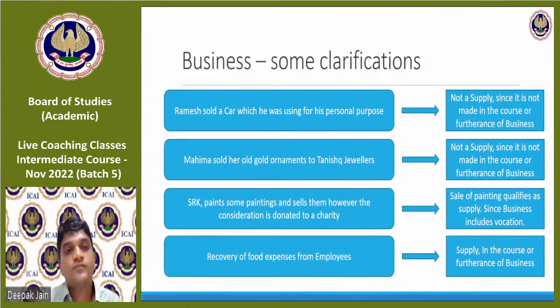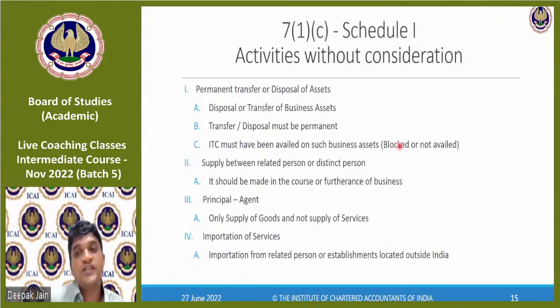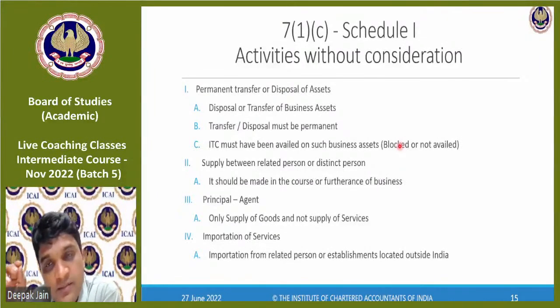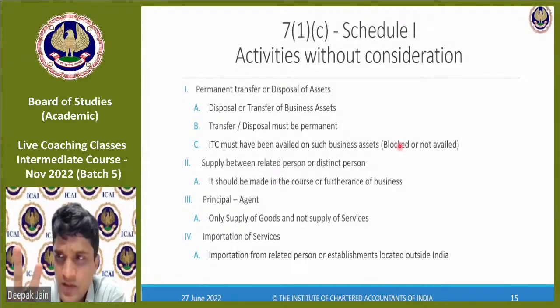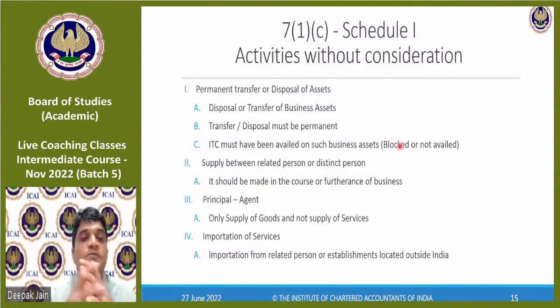Okay. So business we understood. Now let's get into Schedule 1. What is covered under Schedule 1? Schedule 1 means those transactions in which there is no consideration but still treated as a supply. For a general supply, what we understood, there should be two things: consideration and in the course of furtherance of business. But activities under Schedule 1, even if there is no consideration, still are liable to GST.